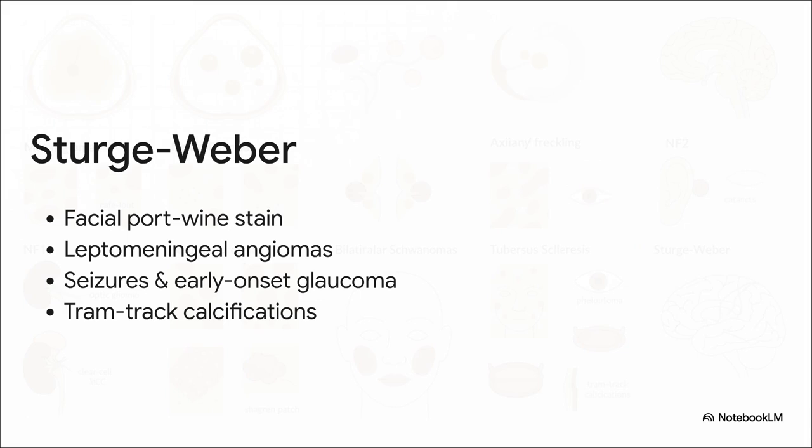This is identified by a congenital facial port wine stain in the trigeminal nerve distribution paired with ipsilateral leptomeningeal angiomas. Clinically, this leads to seizures and early-onset glaucoma, and on imaging, the hallmark finding you need to know is tram track calcifications in the cerebral cortex.